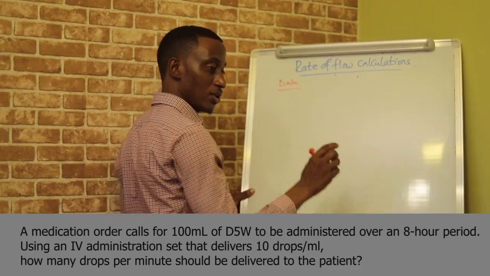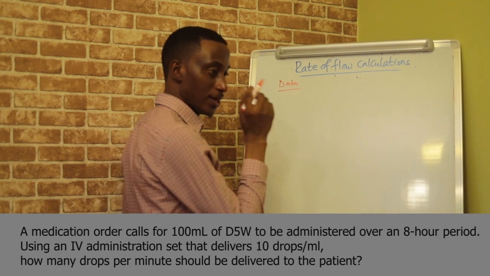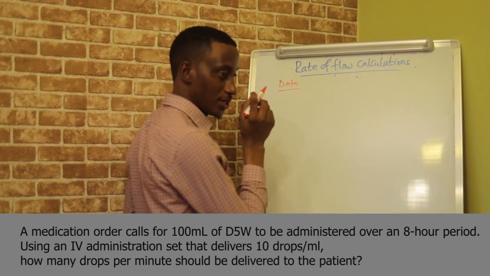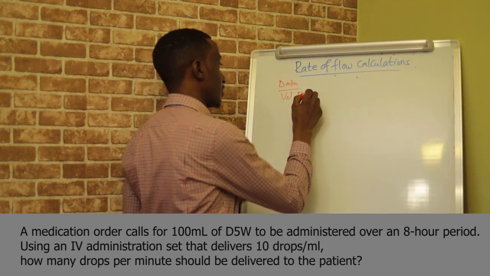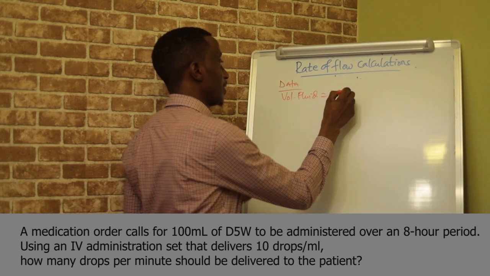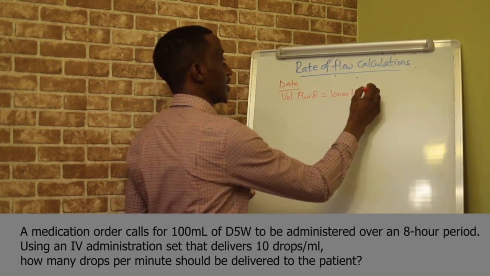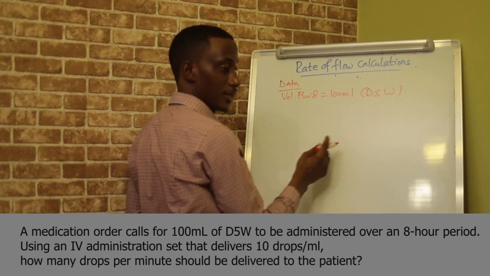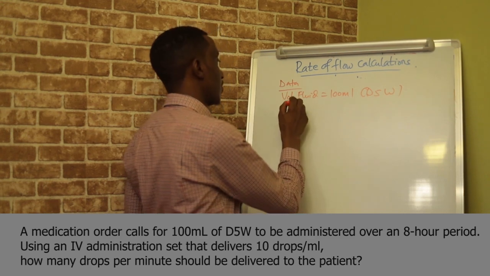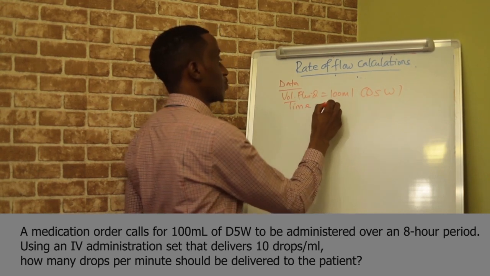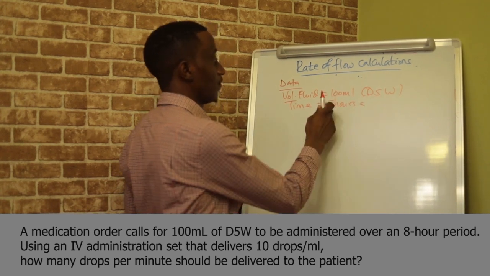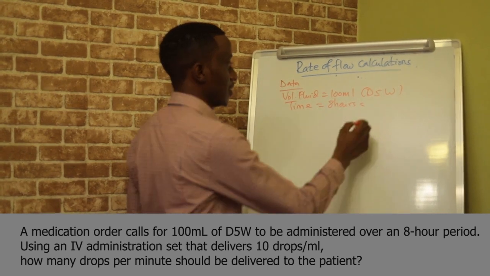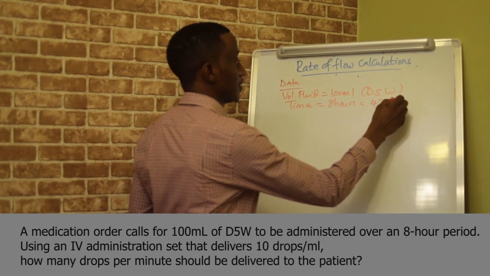So the medication order calls for what? For dextrose 5% in water. How much? So the volume of fluid. The volume of fluid is 100 mils. And this is dextrose 5% in water. This has to be administered over, so time, it was 8 hours. But it should be in minutes. Convert this to minutes. This is 480 minutes.